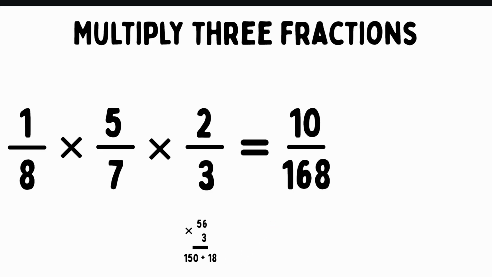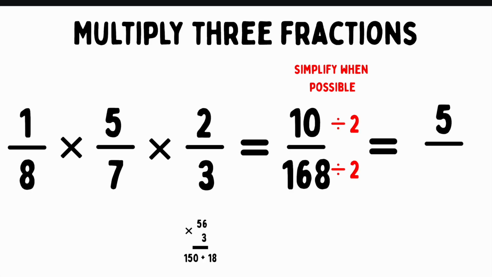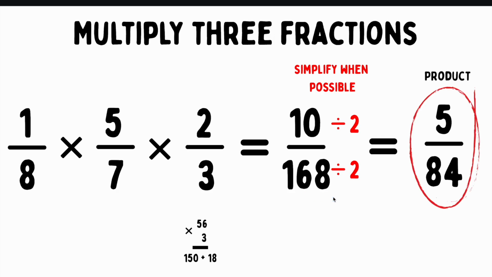I notice that I can simplify. I can divide by 2. 10 divided by 2 equals 5, and 168 divided by 2 is 84, because 84 times 2 is 168. The product is 5/84.